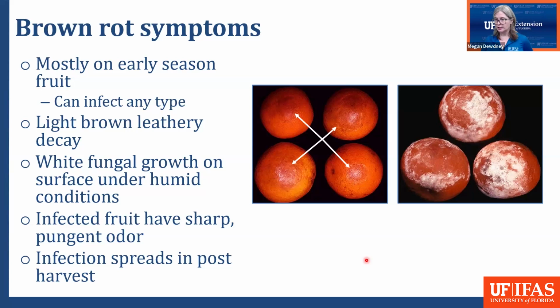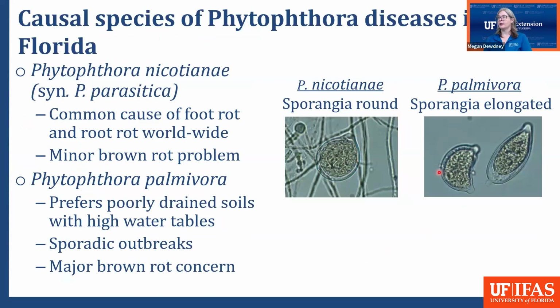And you do get infection spreading in post-harvest, and that's called nesting. It can infect one fruit, it develops this fuzz on it, and then it moves over to the next fruit, and that's a process called nesting.